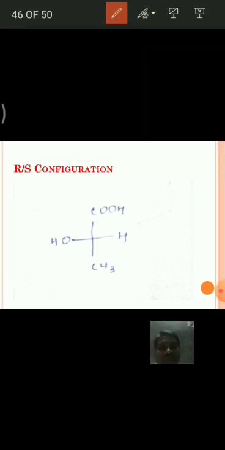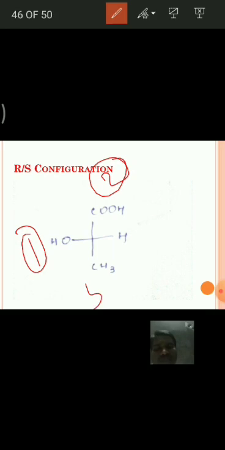Next, one more example. See here, same molecule but different. Again assign priority: OH 1, COH 2, methyl 3, hydrogen 4. That means the 4 is on the horizontal line, then it is reversed.